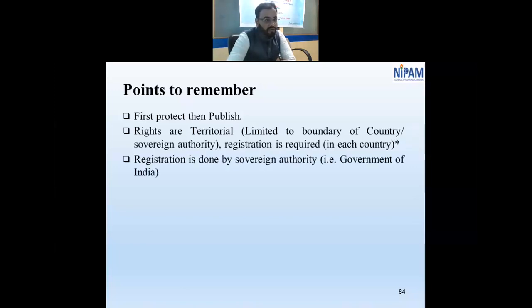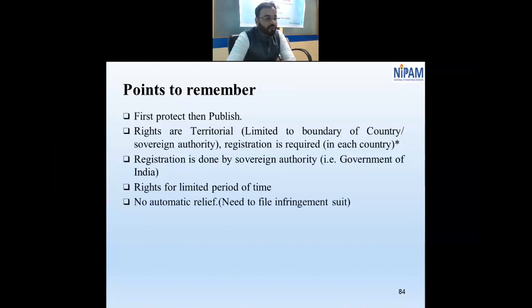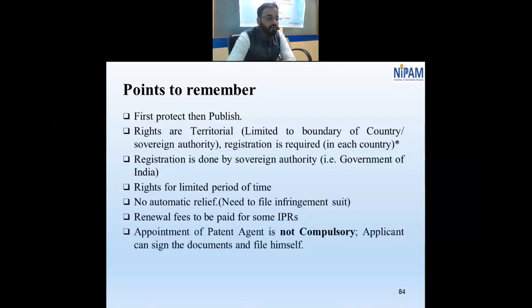Rights are territorial. I've already said this a couple of times. Registration is done by the sovereign authority. In the case of India, it is the Government of India or the Intellectual Property Office; there is no other way of getting the registration. Rights are limited for a period of time. In some cases, it is infinite, provided you pay renewal fees. There is no automatic relief. The Intellectual Property Office will not provide it. You will have to file an infringement suit on your own behalf. Renewal fees are obviously needed, even in the case of patents.